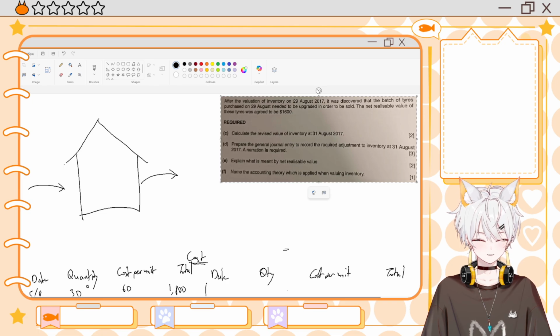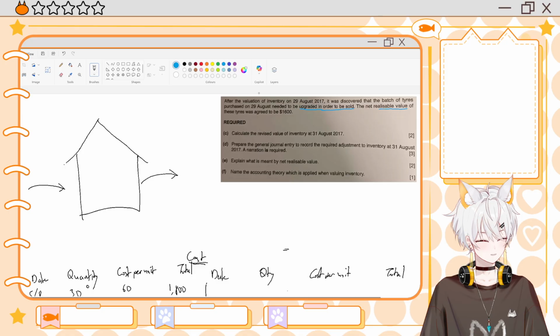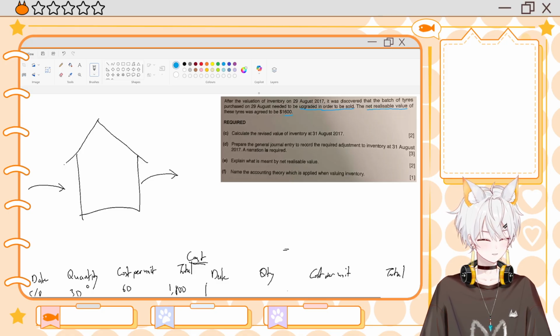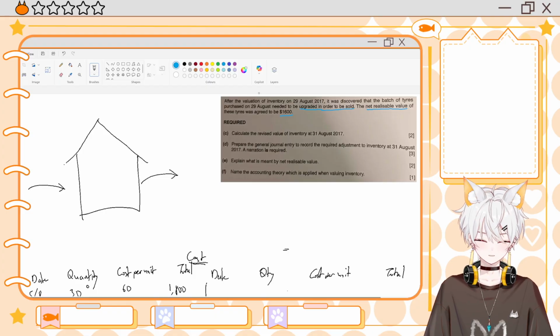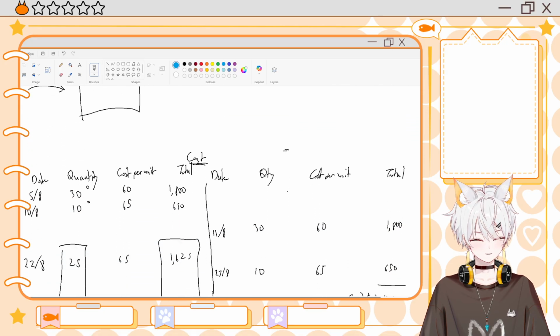Okay, so let's just read the question together. After the valuation on the 29th, a batch of tires purchased on the 29th needed to be upgraded in order to be sold. So this is actually a keyword here: in order to be sold, you need to upgrade. It says here the net realizable value, and they agreed it to be 1600.